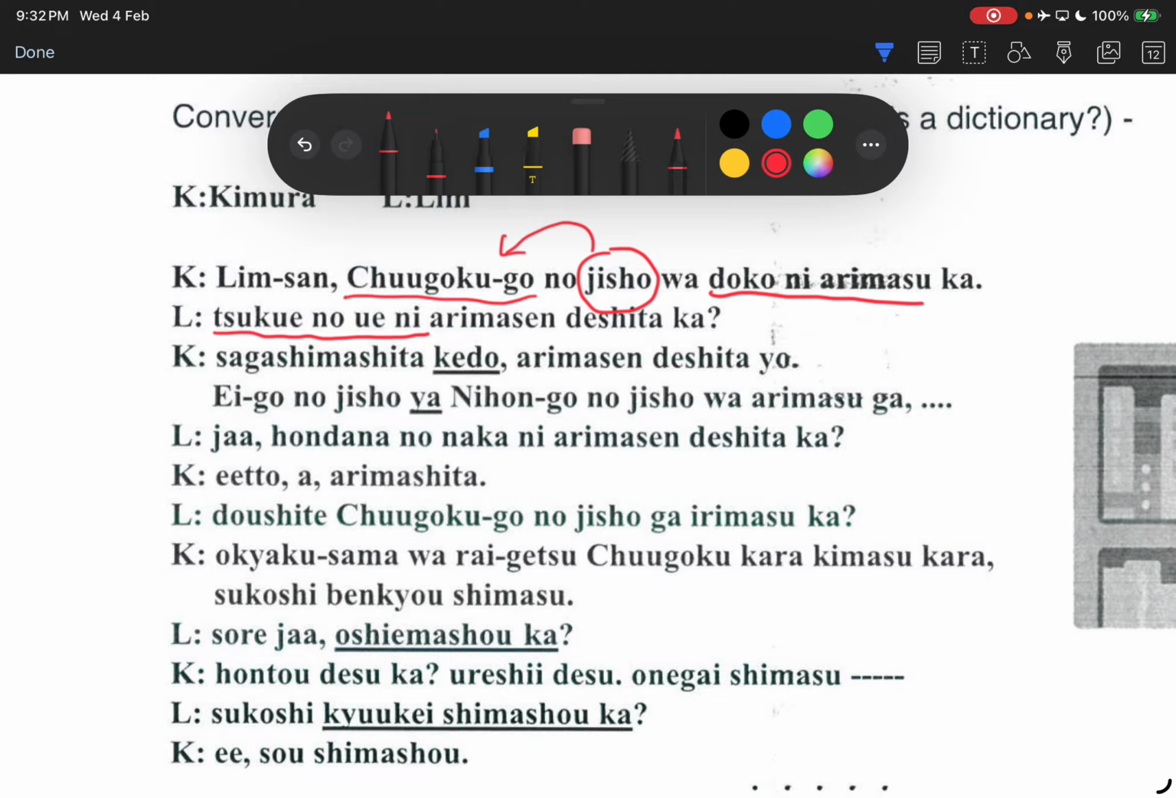ありませんでしたか? Right? ありませんでした. Don't have meh. Right? In English, don't have meh. So they are asking the negative way. It's like ありますか? Right? Got or not? Versus ありませんか? Don't have meh.